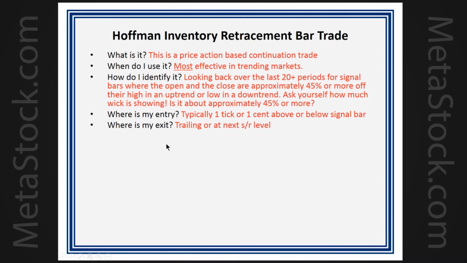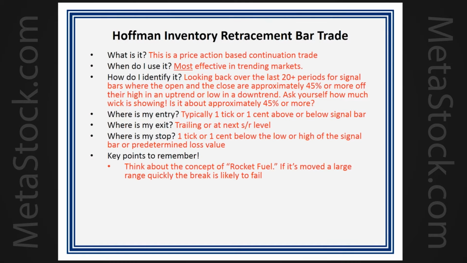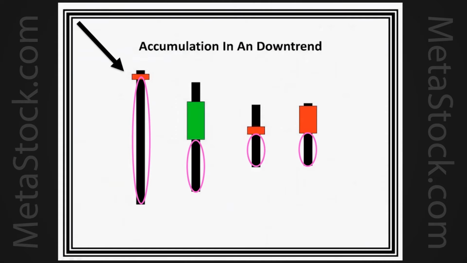Where's the exit? It's typically a trailing stop or the key next support or resistance level. I'm going to show you how to do that in just a few minutes. Where's the stop loss? Typically 1 tick, 1 cent below the low or above the high of the signal bar on the opposite side. So if we get short down over here, the stop loss is going to be 1 tick above the high of this bar. It should not come back through the high of that bar.